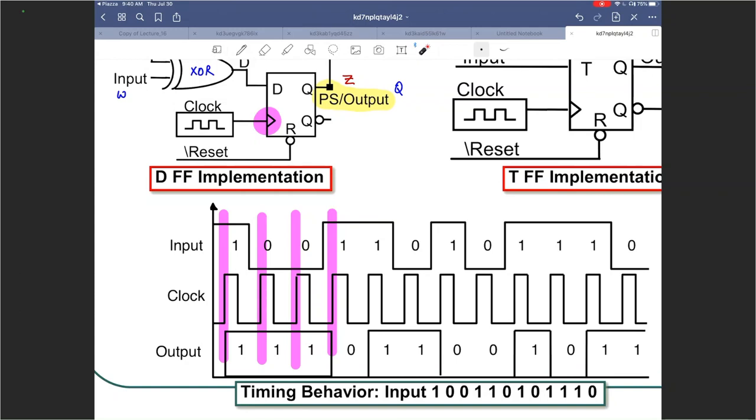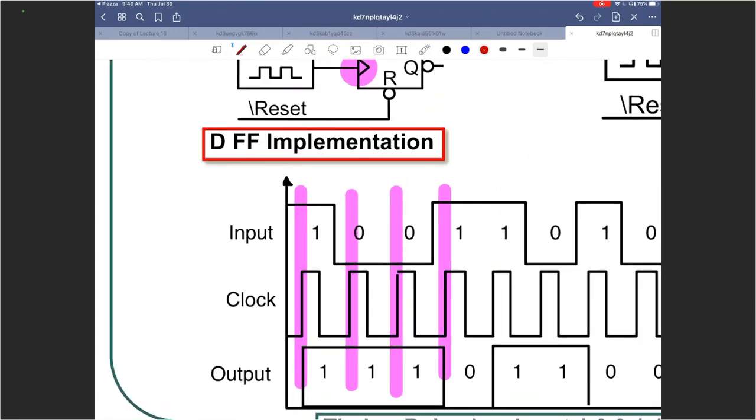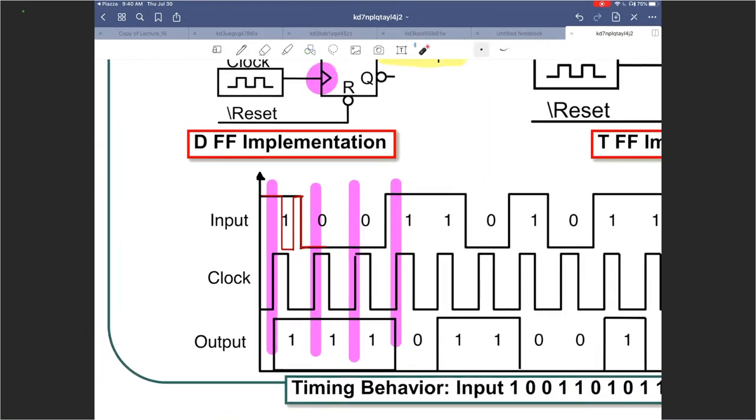Now let us ask a question which is slightly interesting. What if my input did this? Here it stayed at 0. Here it stayed at 1, but instead of going from 1 to 0 slowly, it did this. If my input did that, would my output change here? No, it will not change here, because now I've made the input change between the positive edges of the clock, which are ignored by this implementation.